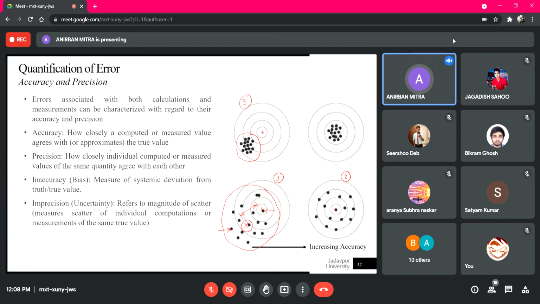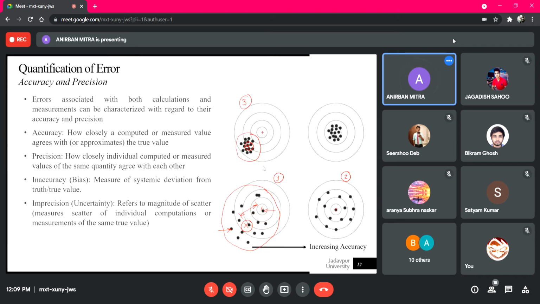So according to the definition, how closely a computed or measured value agrees with the true value, it fails according to that definition. None of these actually closely match with the exact value. And if you consider the mean of these results also, it will probably come out to be around the same place as the case 1. So it will be somewhere around here, lower left. So this is also inaccurate. Inaccurate but precise.